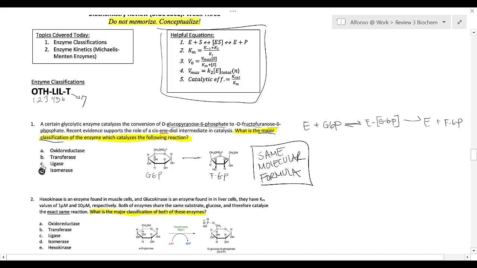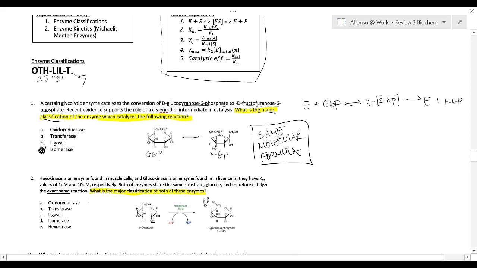Okay, so hexokinase is an enzyme found in muscle cells. So what do you see happening here? You have glucose, and the product is glucose 6-phosphate. And you also have ATP as one of the substrates, and it gets turned into ADP.